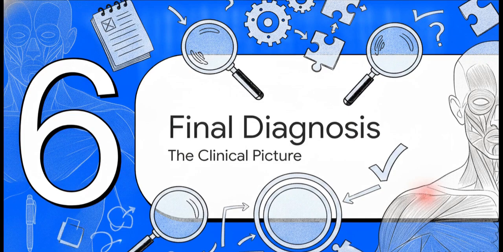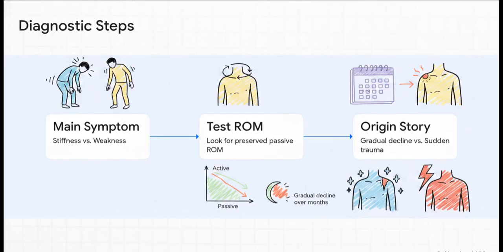Section 6. Making your final diagnosis. Let's move to our final framework and see how this all builds together into a clear, actionable picture. Here are the 3 distinct steps clinicians use to confidently separate a frozen shoulder from a rotator cuff tear. Step 1. Identify the main symptom. Are we dealing with deep stiffness or profound weakness? Step 2. Test the range of movement.